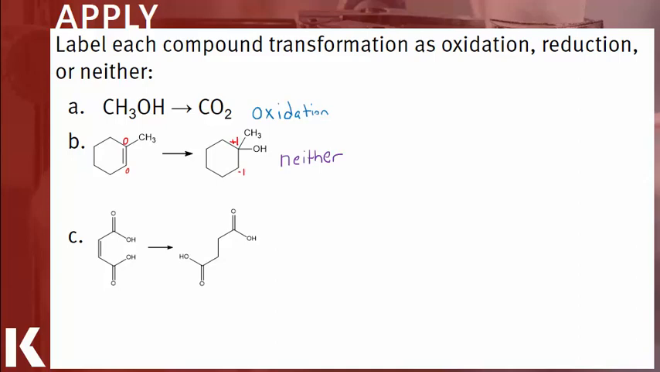Lastly, C. This molecule looks very different when compared between the reactant and product, but let's assign oxidation numbers to the carbons and see if we can label the transformation. Again, the area of interest will be around the carbon-carbon double bond. The carbons on the reactant side are bonded to 3 carbons and 1 hydrogen, so both will have an oxidation number of -1. And after reaction, those same carbons have gained a bond to hydrogen, resulting in an oxidation number of -2. A decrease in the oxidation number for both carbons means that the molecule has been reduced.